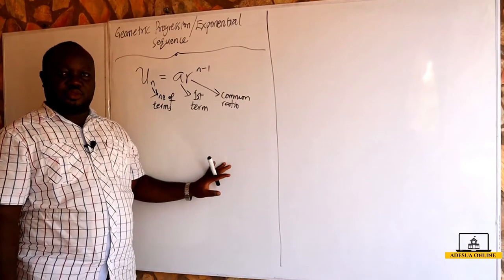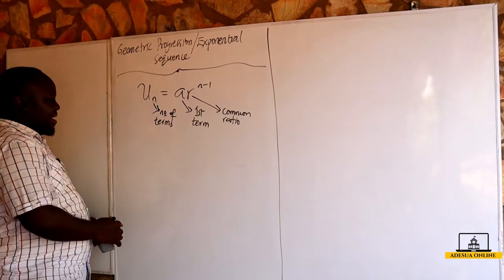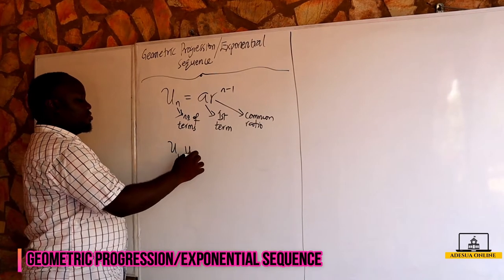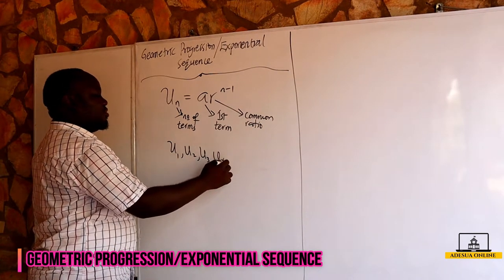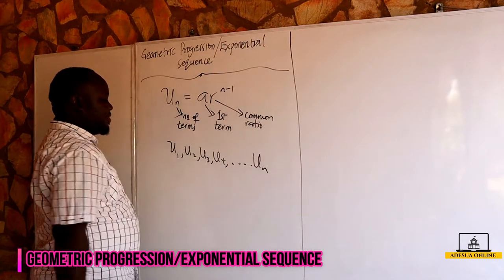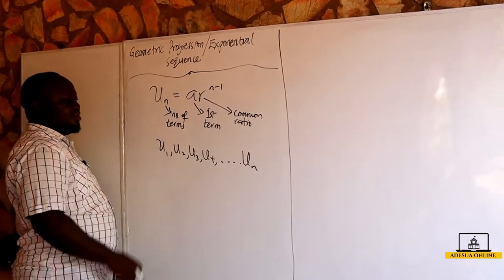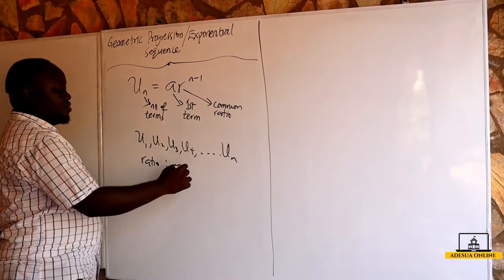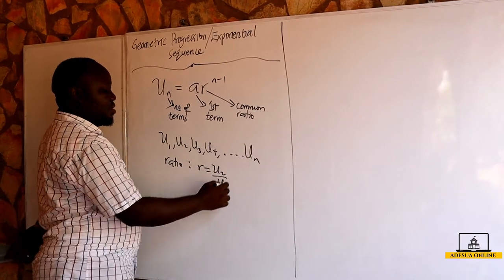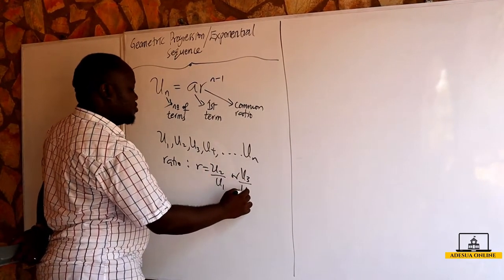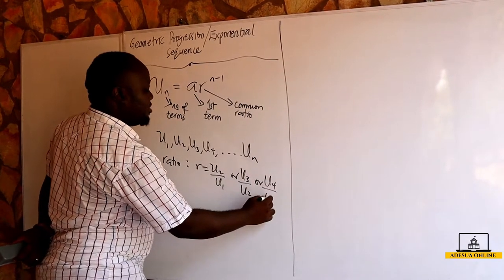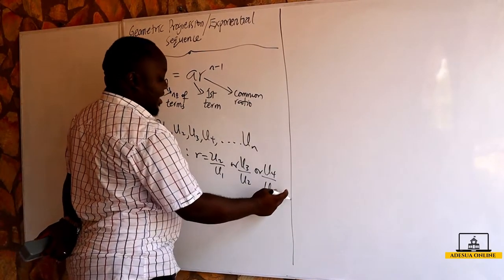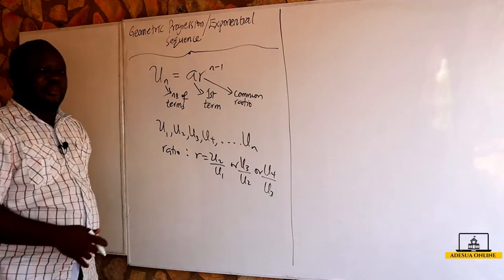A common ratio. Now, the common ratio can be found by, assuming I have a sequence of the form u1, u2, u3, u4, up to the last term, un. If I want to find the common ratio r, r is equal to u2 over u1, or u3 over u2, or u4 over u3, or we can say un over u(n minus 1), that's the term before it.